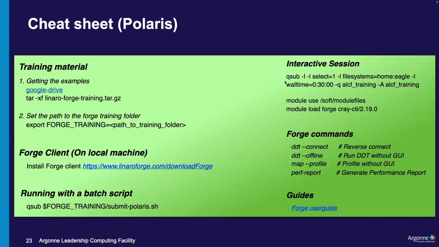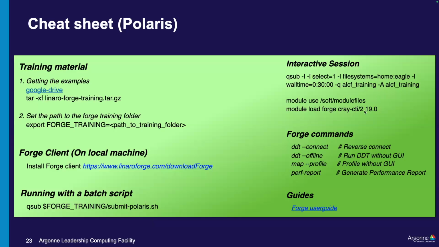So I think you already know, but this is the way that you get an allocation. So you do an interactive session, qsub, and then the queue and the account as ALCF training. And then to use Forge on Polaris, you need to do module use soft modulefiles. You have to load the Forge module on there as well as Cray CTI.